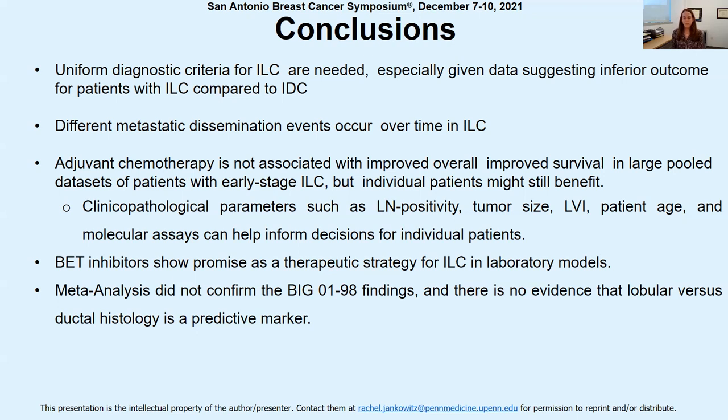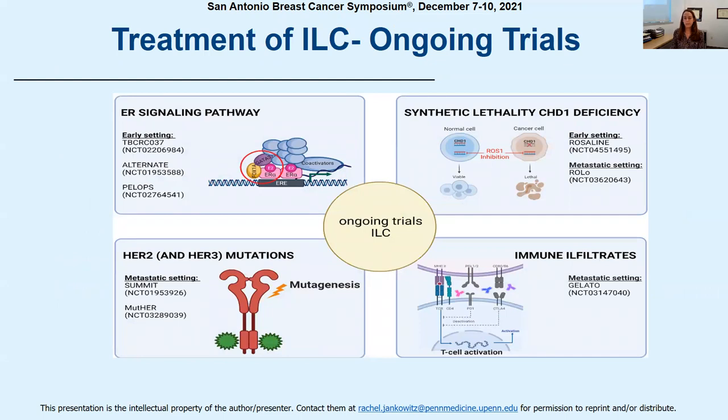Next, BET inhibitors seem to show promise as a therapeutic strategy for ILC in laboratory models. Meta-analysis findings do not indicate that lobular versus ductal histology is a predictive marker for hormonal therapy. It is encouraging to see existing trials in both the early stage and advanced setting for ILC, and we eagerly await their data to inform design of future studies for patients with ILC.